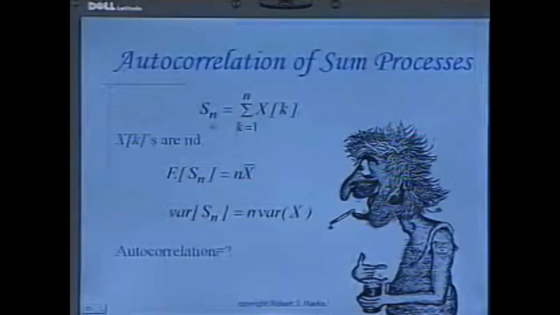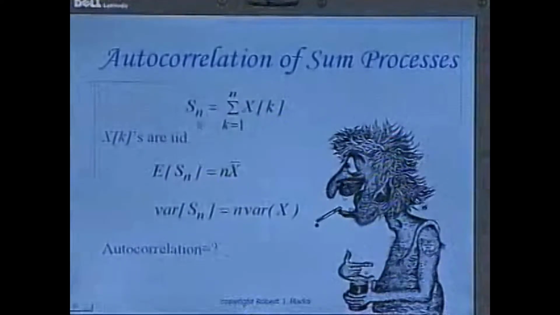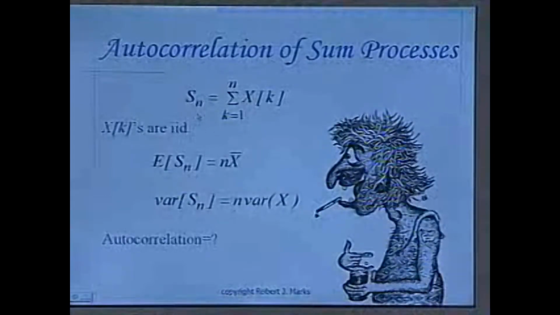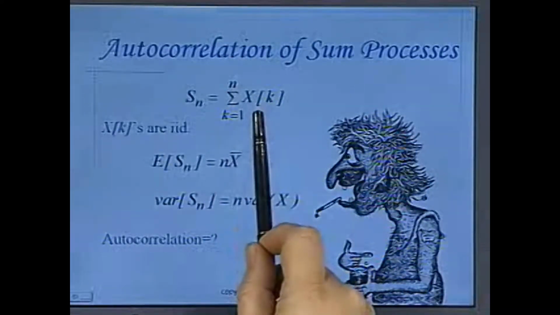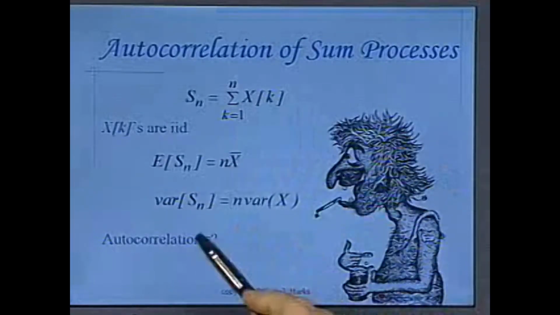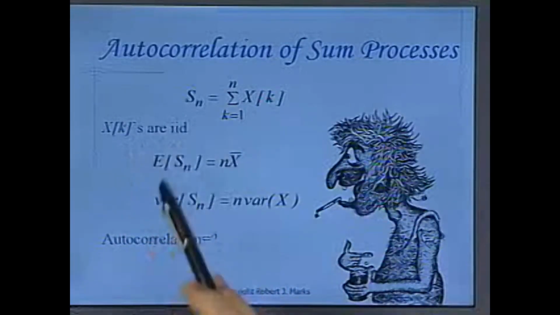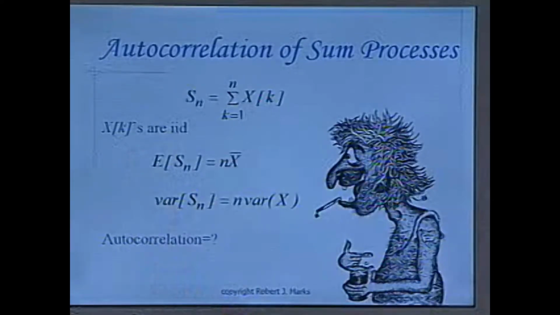Last time we were looking at the sum process, and this is a generic sum process. We're looking at the sum of IID random variables. They are independent and identically distributed. This is an overlap of a slide that we went over. S of N is equal to the summation of K equals 1 to N of X of K, IID random variables. The X of K is again our IID, independent and identically distributed.